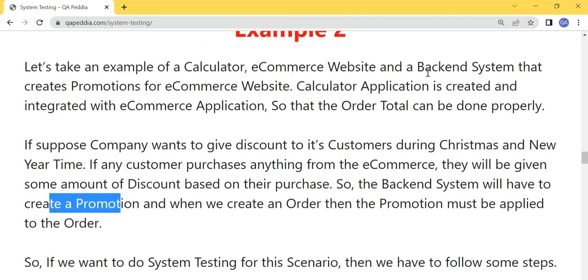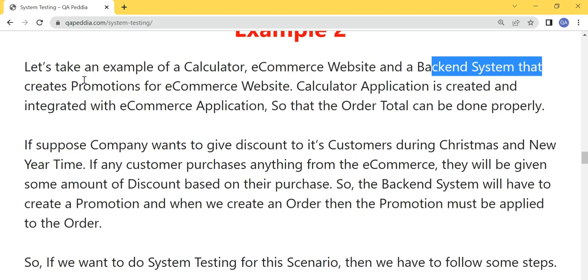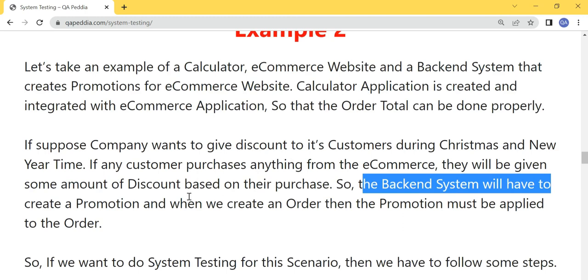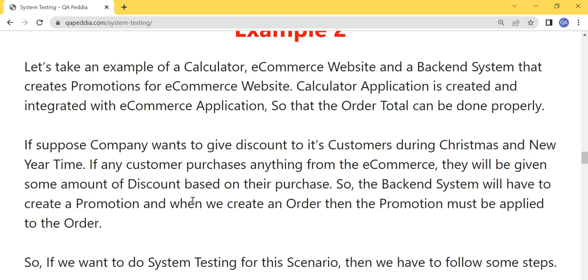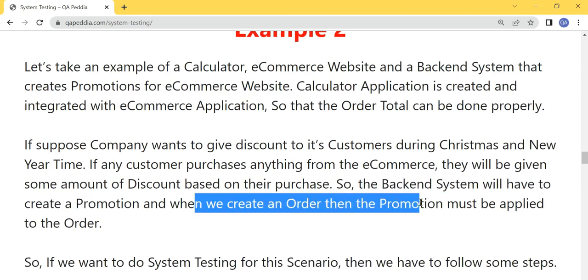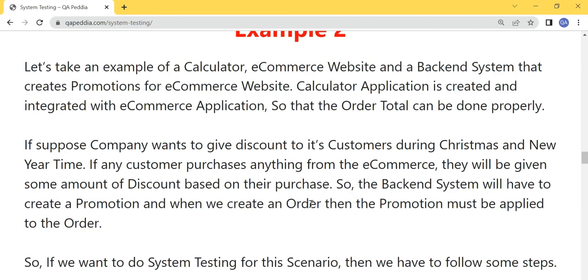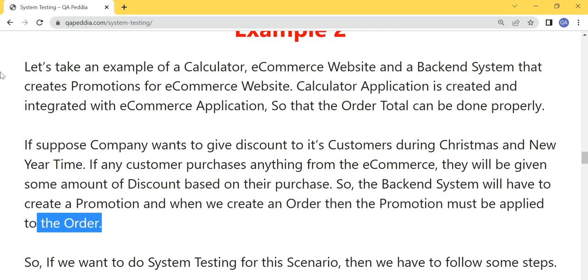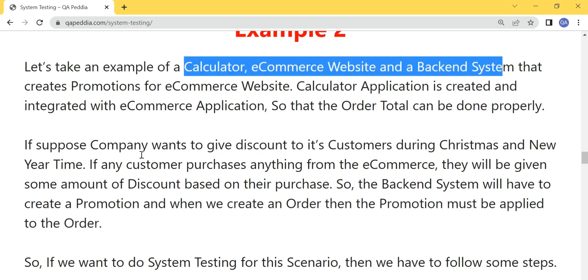Okay, we were discussing the backend system that creates promotion for the e-commerce website. So the backend system will have to create some promotion, and whenever we create an order on the website, then the promotion must be applied to that order. Okay, so this is an integration. This is an end-to-end testing between calculator, e-commerce, and backend system.